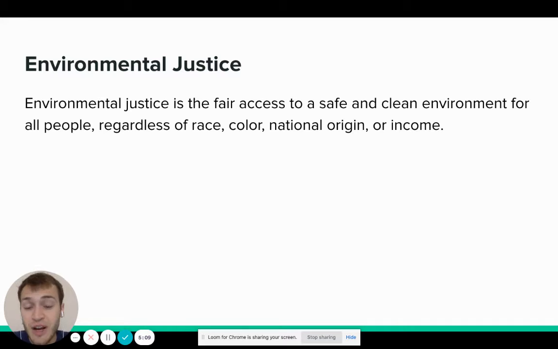Environmental justice is the fair access to a safe and clean environment for all people, regardless of race, color, national origin, or income. That definition right there is from the Environmental Protection Agency, which is a federal agency. It's run by someone right underneath the president of the United States. And to this definition, I would add things like gender and sexuality and location. But this is a good start of a definition. So environmental justice is just giving everyone a safe and clean environment.